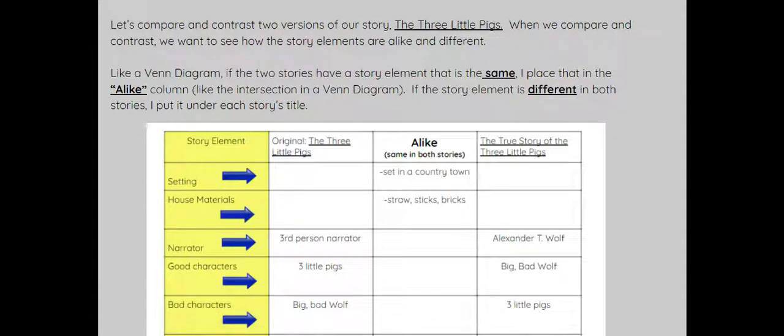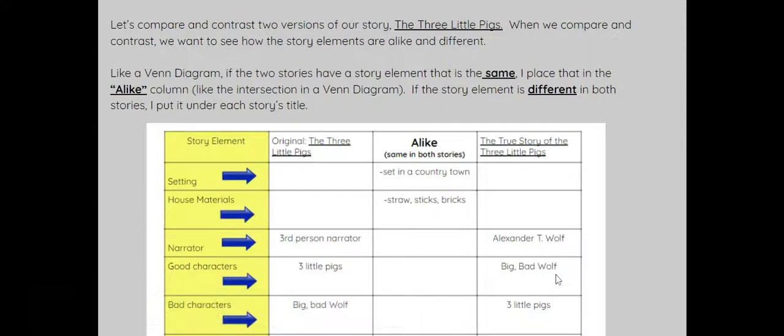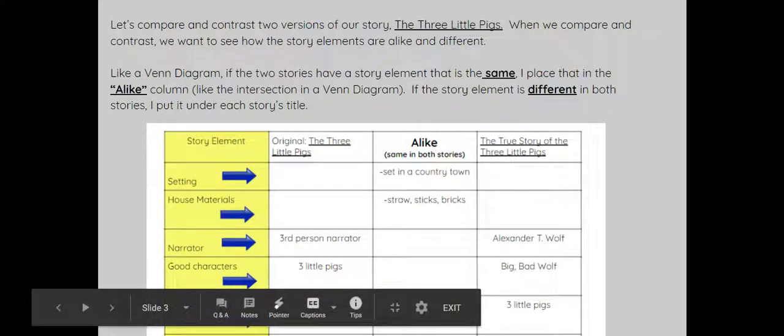And the author can decide to use a third person narrator or pretend and use a character in the story itself. My good characters was another difference. We've got the three little pigs and we've got the big bad wolf in the other version. My bad characters are reversed.